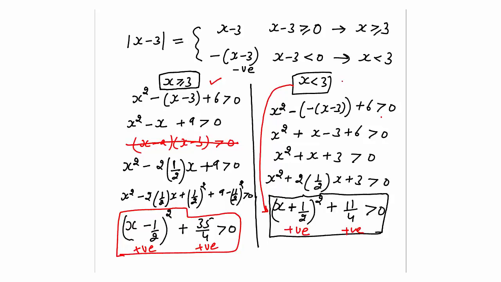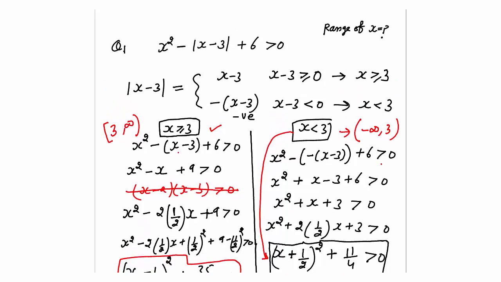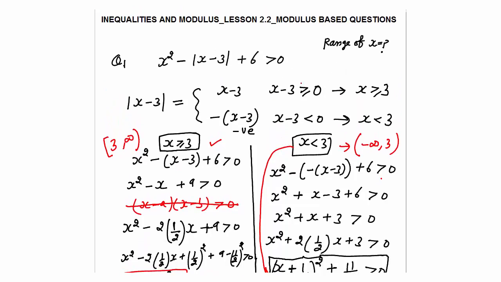When I say this is true for x less than 3, it means this is true for minus infinity to 3, anything you want to put. When I say this, it means that from 3 to infinity, this is true for all values of x. If you combine this, you will get minus infinity to infinity. So this is true for minus infinity to infinity, or you can say all real numbers. So the answer, the range of x is all real numbers, because this inequality is true for all real numbers from minus infinity to infinity.